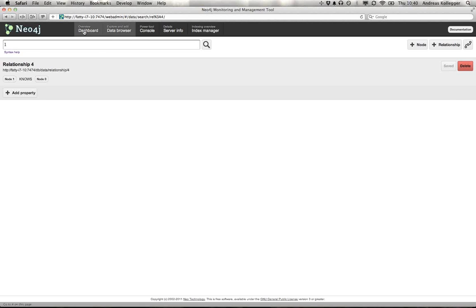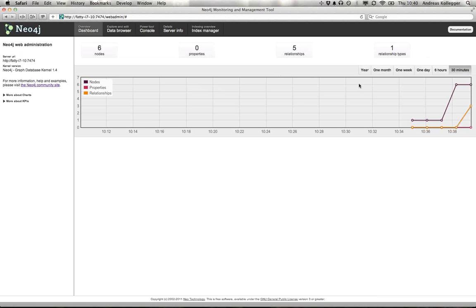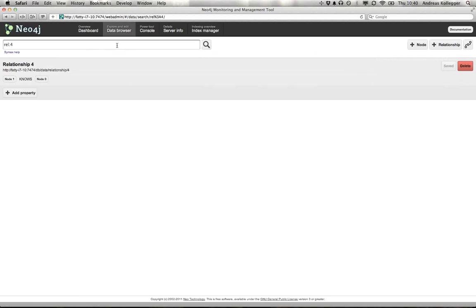Fantastic. If we go back to the dashboard, we'll notice that we have one relationship type that's been created. We've got 5 different relationships, each of the 5 extra nodes I created, all going back to node 0, but we don't have any properties yet. Let's go back into the browser and actually add some properties to each of those nodes.